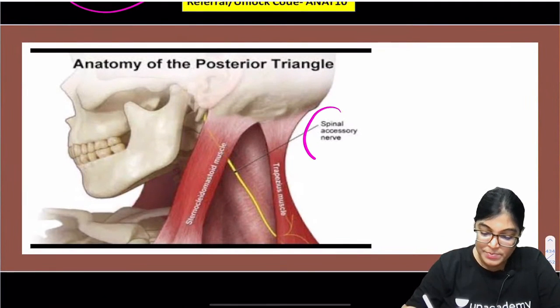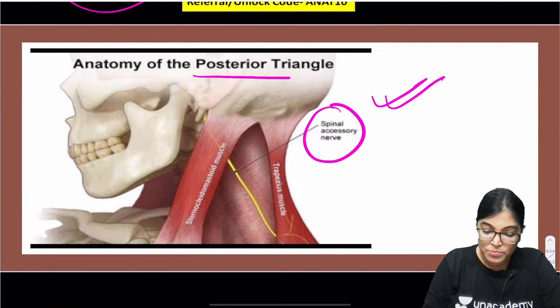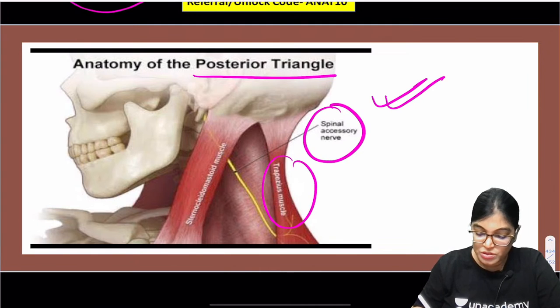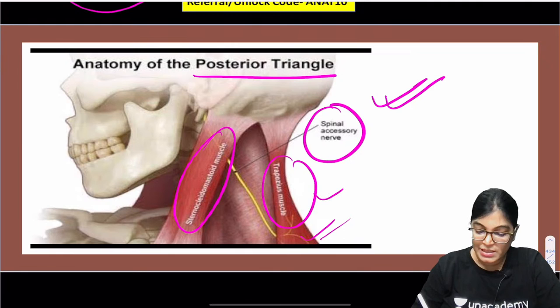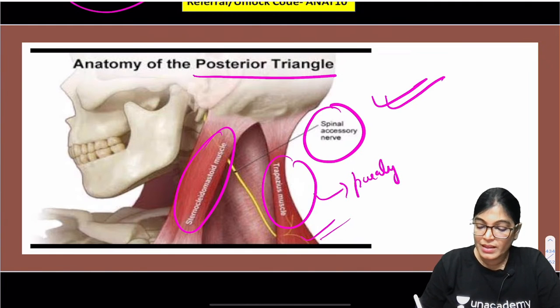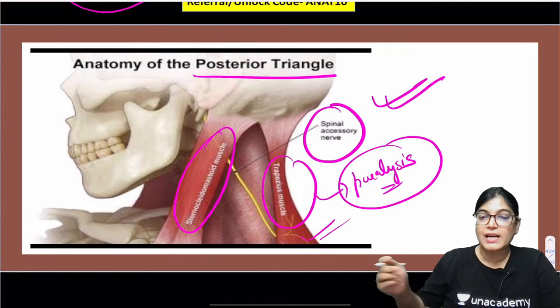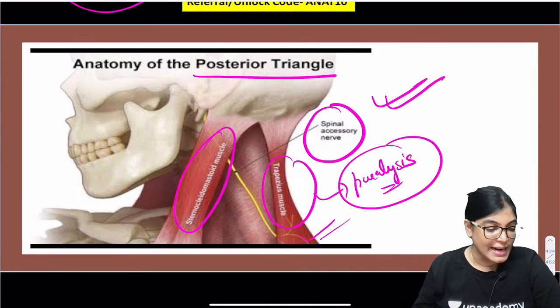See here, the spinal accessory nerve, an important content of the posterior triangle, gives innervation to the trapezius muscle and sternocleidomastoid muscle. And the trapezius muscle is paralyzed. That is the reason the person is not able to raise the arm above the head along with serratus anterior muscle. So D option is absolutely correct.